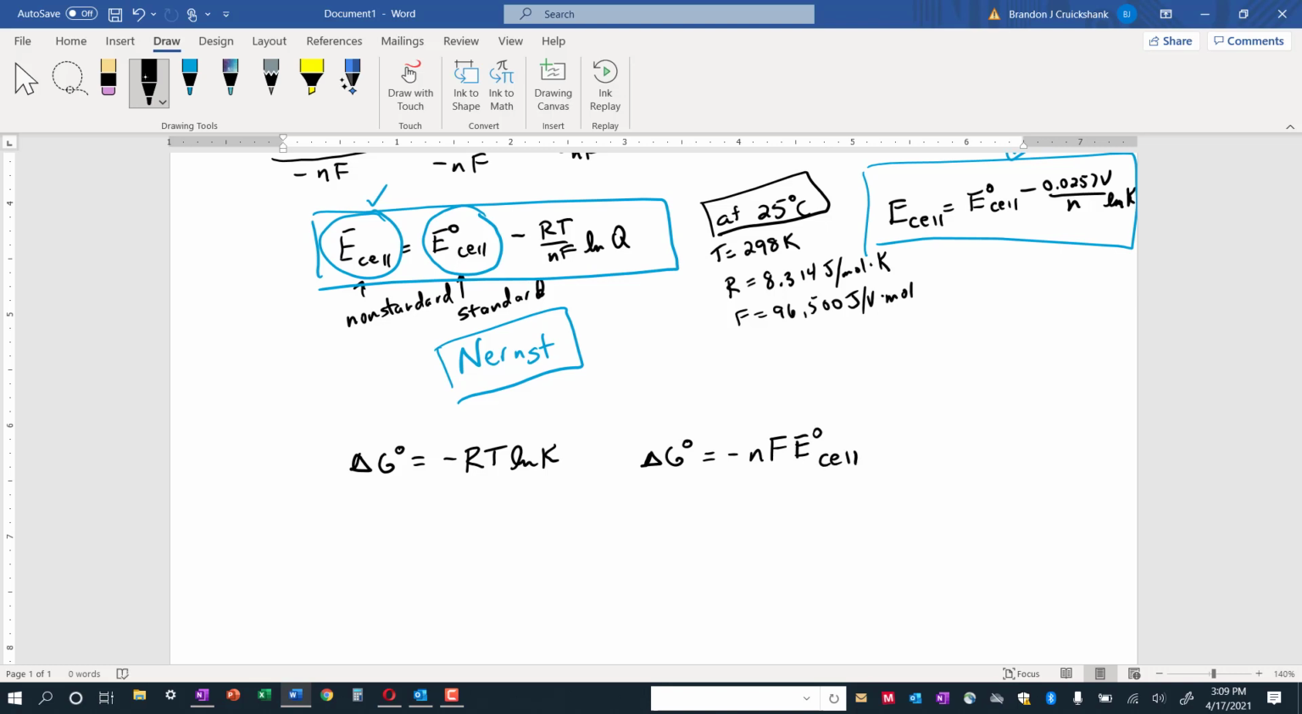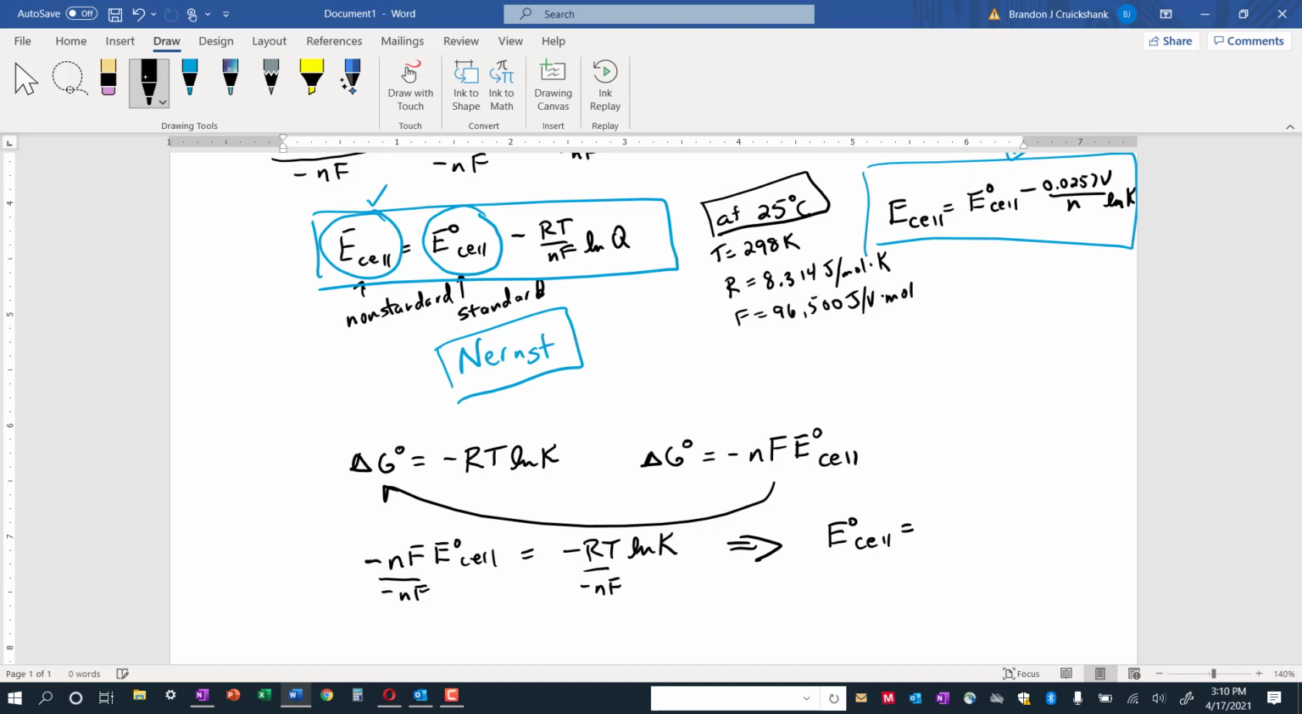All right, now plug in. We end up with minus nF standard cell potential is equal to negative RT ln K. Let's divide by negative nF again. And let's look at what we get. We get the standard cell potential and its relationship to the equilibrium constant. Wow, that's nice.